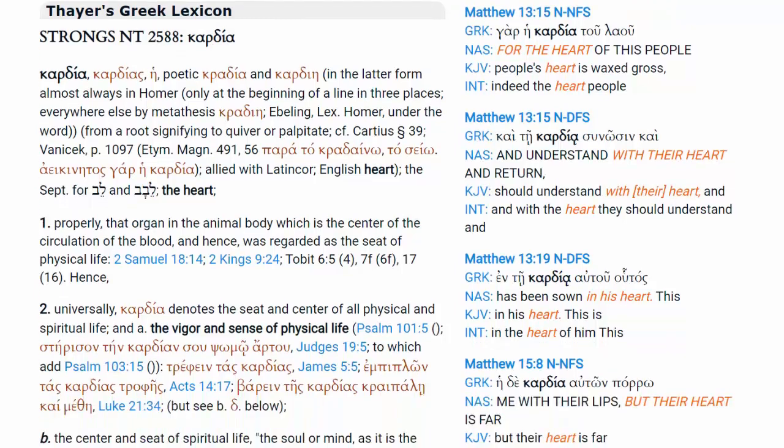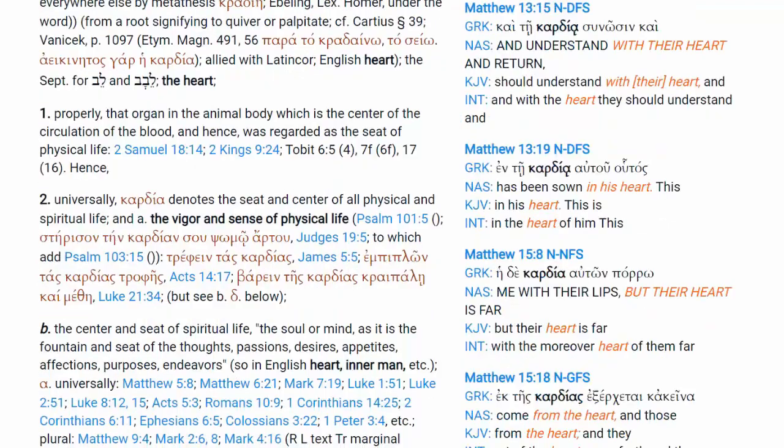Now, under the end of that entry, here's a little interesting bit of information. The Septuagint for lave and levav. So they're telling us that when the translators of the Septuagint ran into these two words, which are heart in Hebrew, then cardia is the word they used to translate it. That's not a piece of information you can use right now, but just be aware that these kinds of resources are watching for translation trends that would have influenced the New Testament community. It's probably more than you needed to know, right?